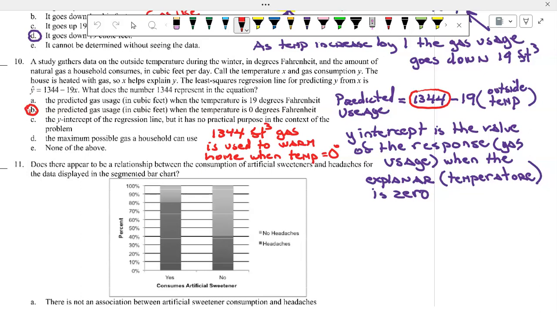That's the y-intercept. And in this case, this one makes sense. When the temperature is 0, it's going to be cold. You're going to be using a lot of gas to warm the home. If it doesn't make sense, then I would look at my answer being possibly C: y-intercept of the regression line, but it has no practical purpose in the context of this problem. That would be if it didn't make sense.